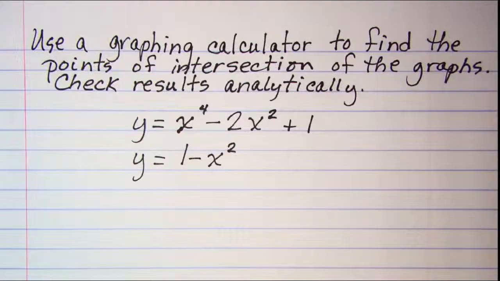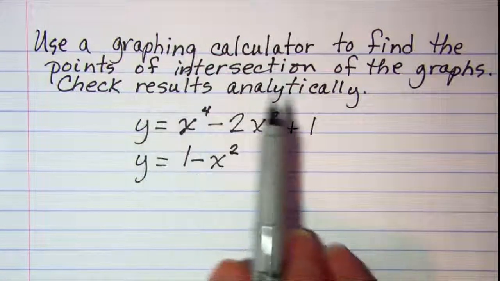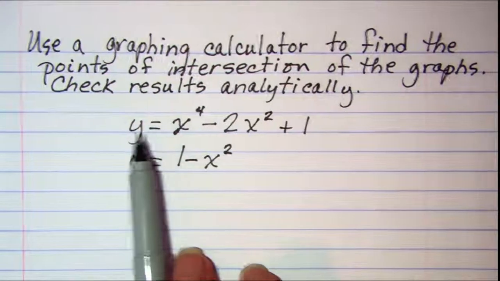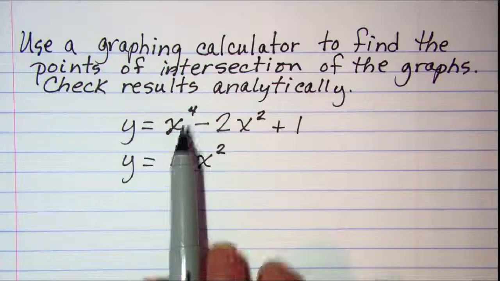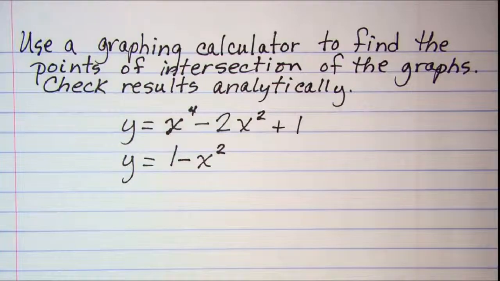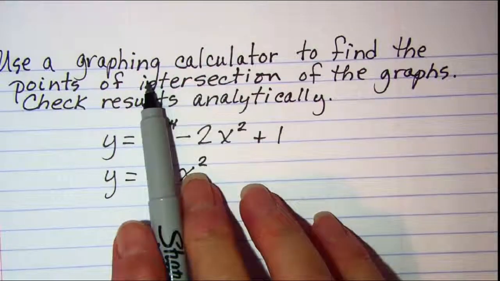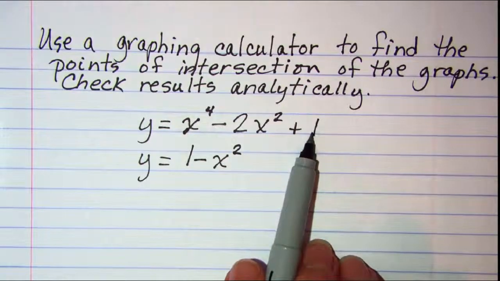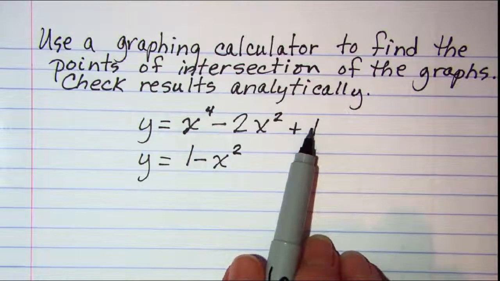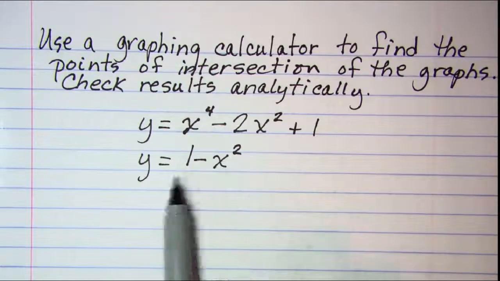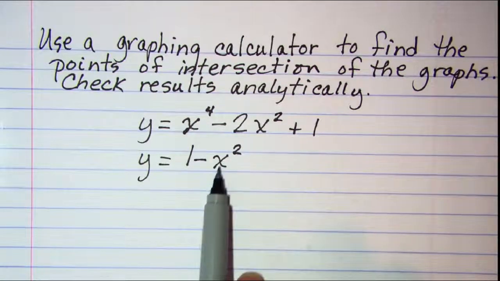Let's do another one. Use a graphing calculator to find the points of intersection of the graphs. Check your results analytically. And we're looking at y equal x to the fourth minus 2x squared plus 1 and y equal 1 minus x squared. Now we're going to use the graphing calculator, but this factors into x squared minus 1 quantity squared. We could easily graph this one. We know that it's going to be both arms up. And this one is a parabola that opens down.